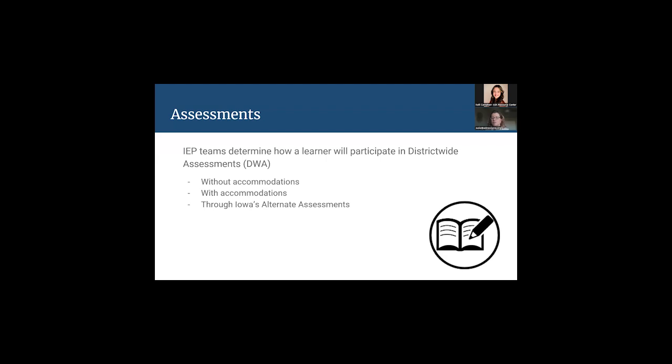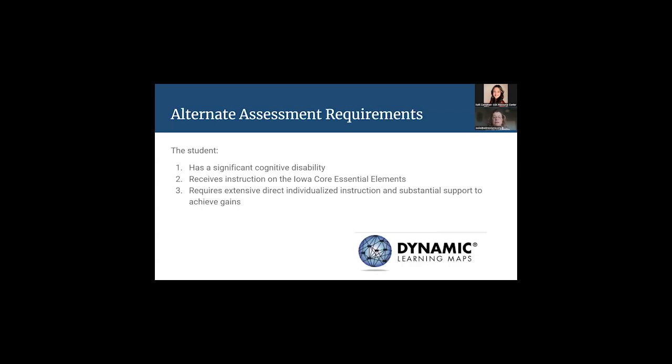Those accommodations would really reflect what we talked about earlier in the IEP. What accommodations does the child need? And then what will we make sure that they have access to during those achievement tests? The Iowa alternate assessment is a bit different. This is the assessment where students with significant cognitive disabilities are still participating in those statewide assessments. It is through a different kind of assessment, the alternate assessment, called the Dynamic Learning Maps assessment.